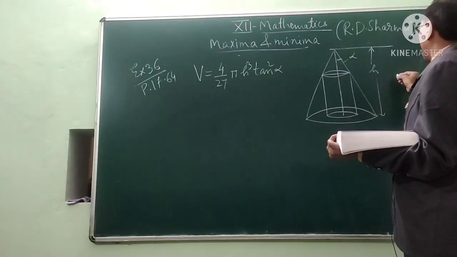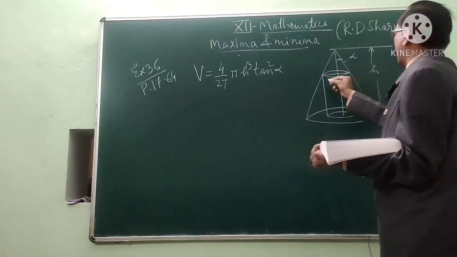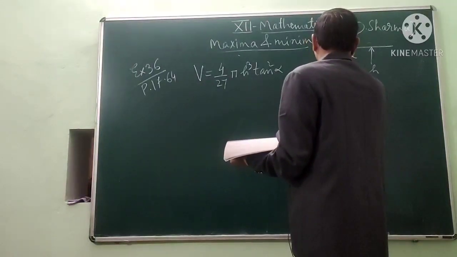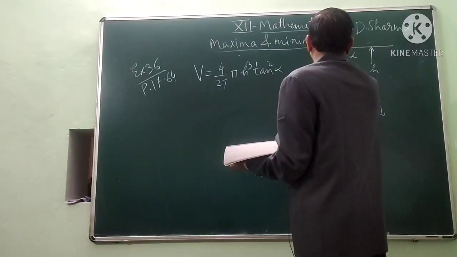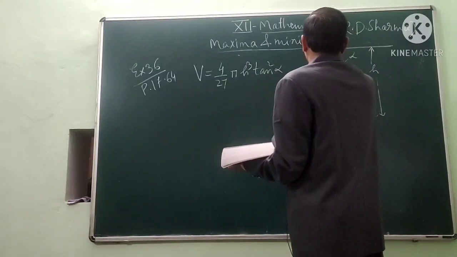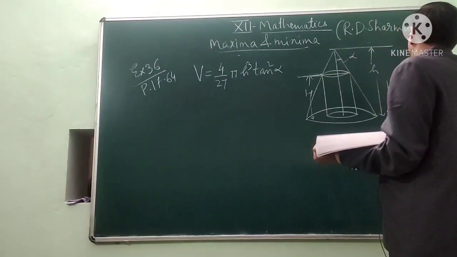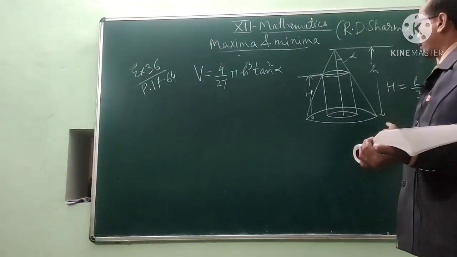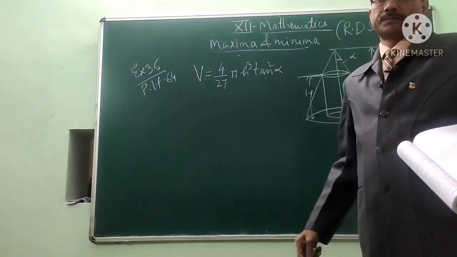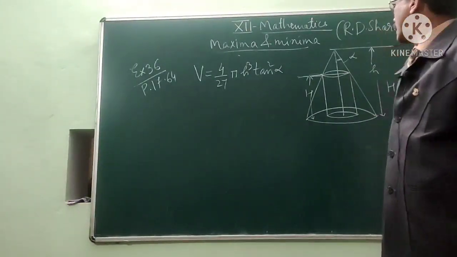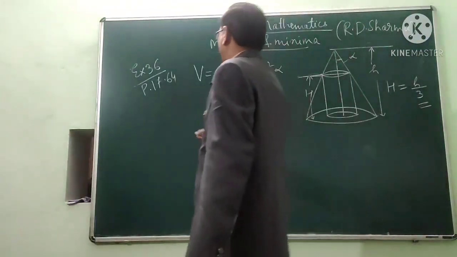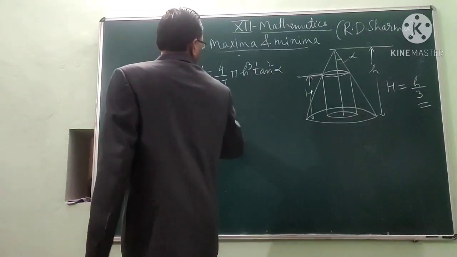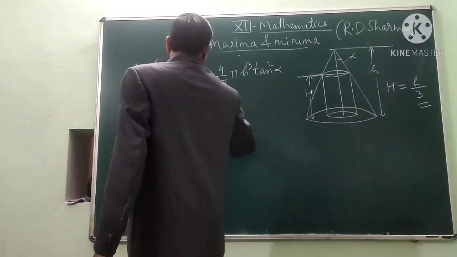And we will also find the height of the cylinder. Let it be capital H. We have to prove this height is h upon 3, 1/3 of the height of the cone. The volume of the cylinder is pi r square h. This is the formula.